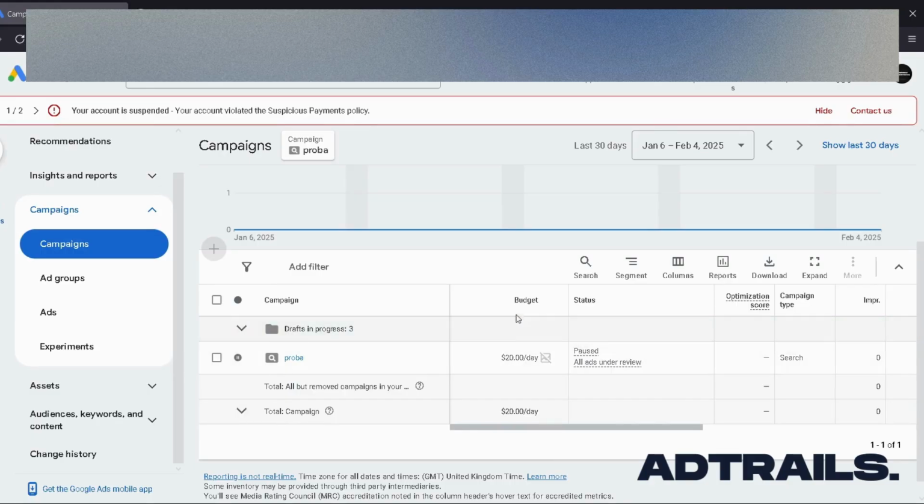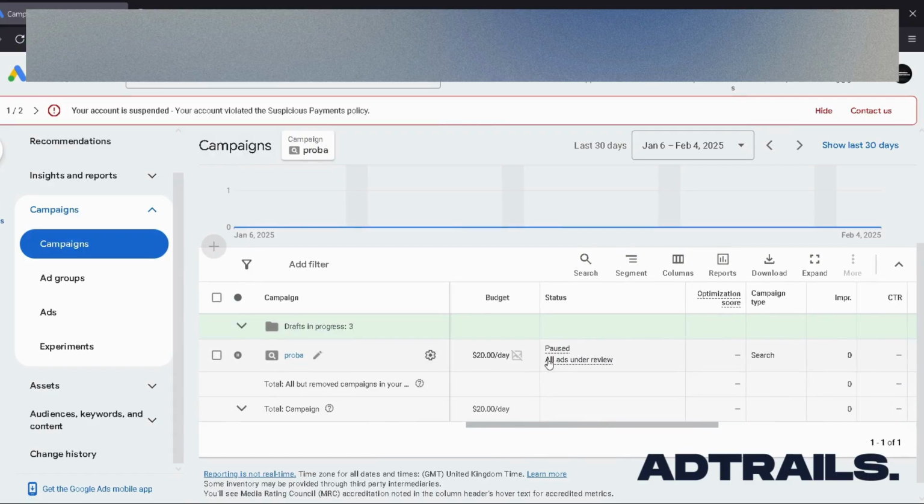Alright, so a budget. Literally, as you can see here, I set a $20 daily budget. Those campaigns are not active anymore, just for you to know. So a budget is literally, as the word says, the amount you're willing to spend on your campaign per day or per month or over its lifetime. It literally controls the total spend for that particular campaign.